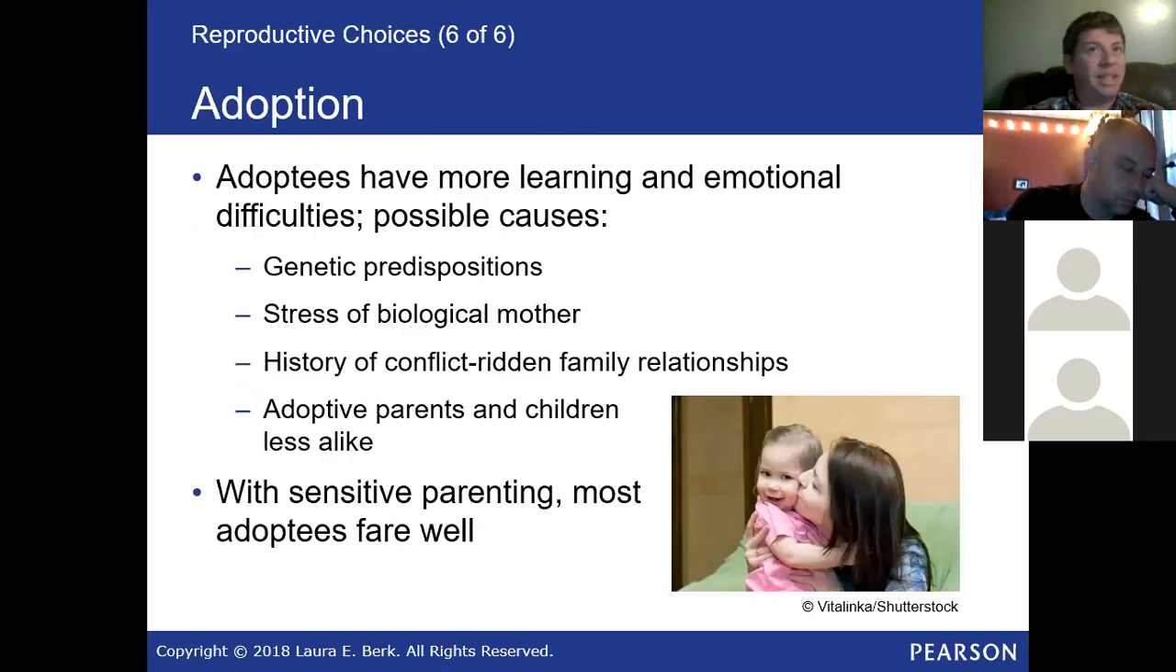Adoption. Now, adoptees have more learning and emotional difficulties. What are some possible causes? Genetic predispositions, stress of the biological mother, a history of conflict-ridden family relationships. The adoptive parents and the children are less alike. So, with sensitive parenting, most adoptees fare well. These are the ones who are adopted.